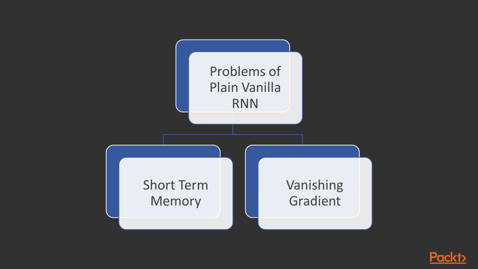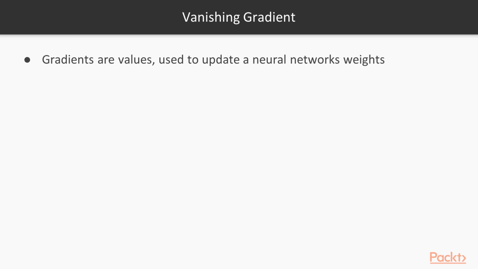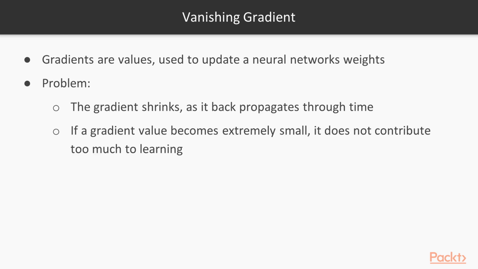Another problem of RNNs is the vanishing gradient problem. What is a gradient? Gradients are values used to update a neural network's weights. During backpropagation, RNNs suffer from the vanishing gradient problem. This is when the gradient shrinks as it backpropagates through time. If a gradient value becomes extremely small, it doesn't contribute too much to the learning.